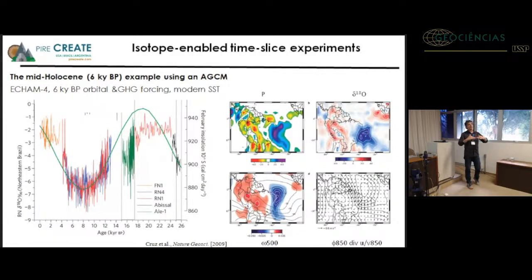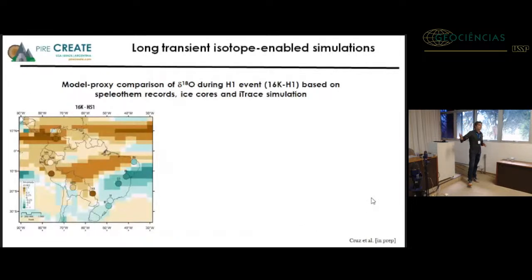If you have divergence at low level, that air also needs to go somewhere. It can only go up. It's also an indication that you have enhanced convection. So that was a very early, simple application. Now people are moving more and more to these longer transient, fully coupled isotope-enabled models, in particular these so-called iTrace simulations. So these are runs that now are transient from the last glacial maximum through the deglaciation, isotope-enabled.